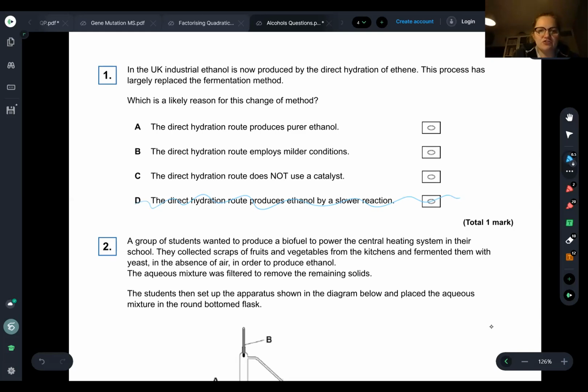The direct hydration route does not use a catalyst. It does use a catalyst, so it's not that one. The direct hydration route employs milder conditions. It doesn't, it needs stronger conditions. But the direct hydration route produces pure ethanol, and that's true. That's why we use that.